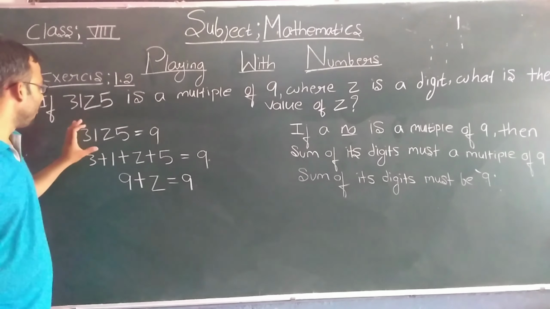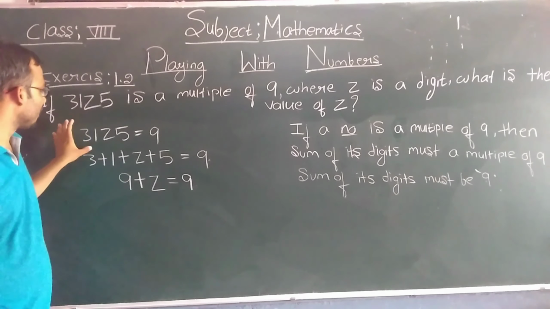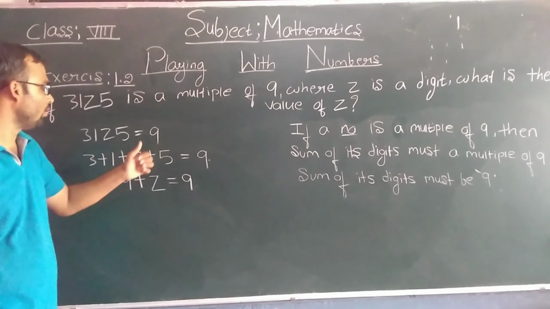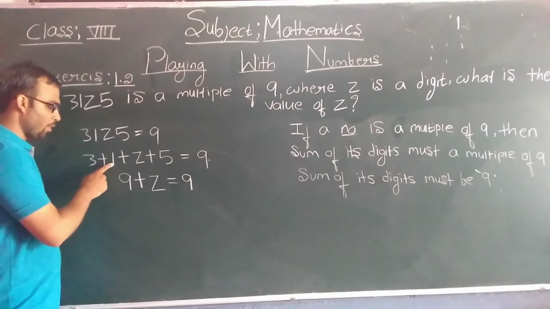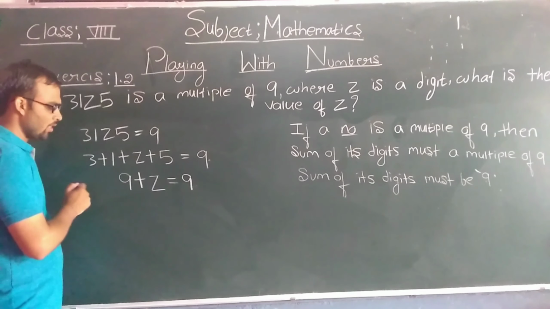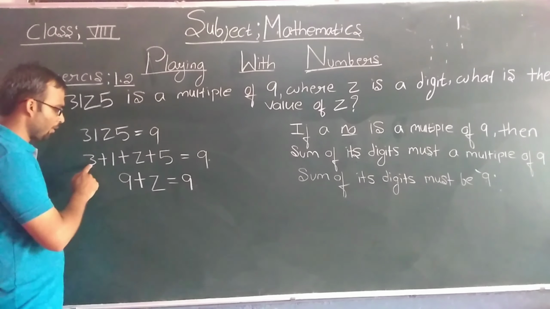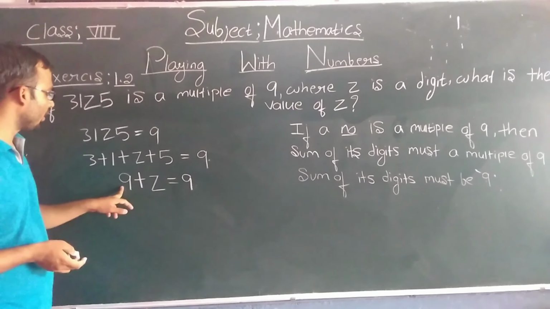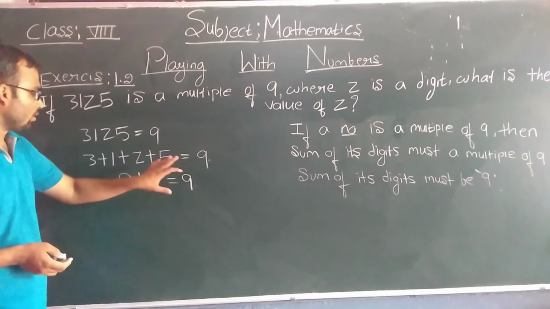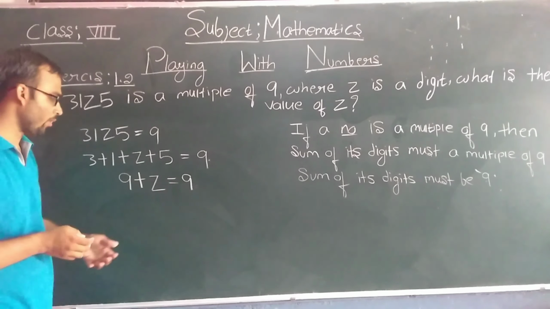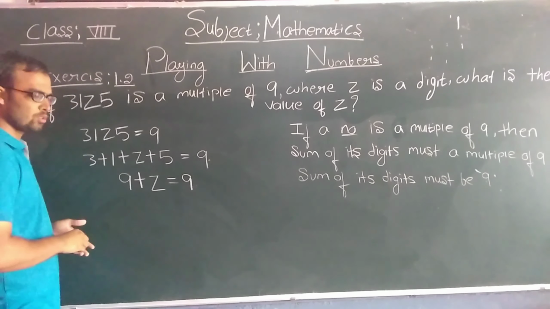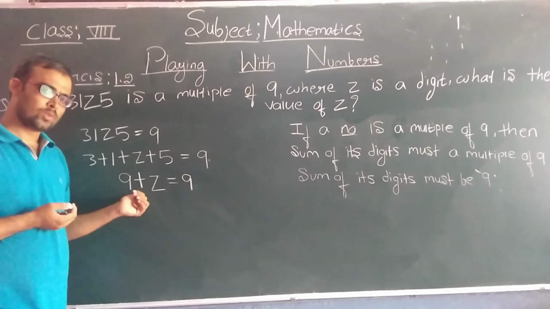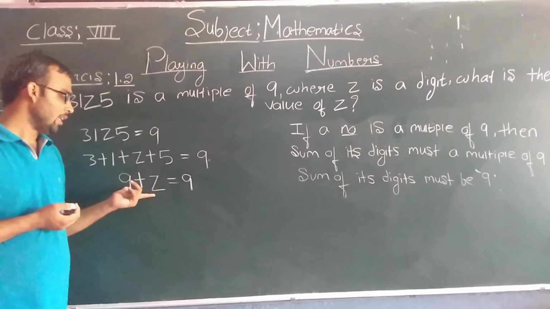If this is a multiple of 9, the sum of these digits must be equal to 9. So here, 3 plus 1 is 4, 4 plus 5 is 9. So what we have got? We have got 9 plus z. This must be equal to 9. Look at here, we have got 9 already.